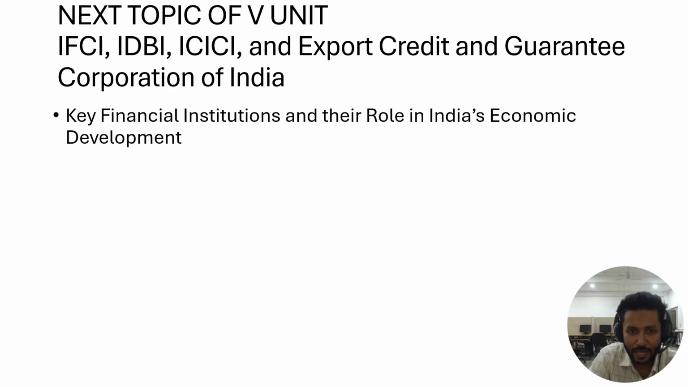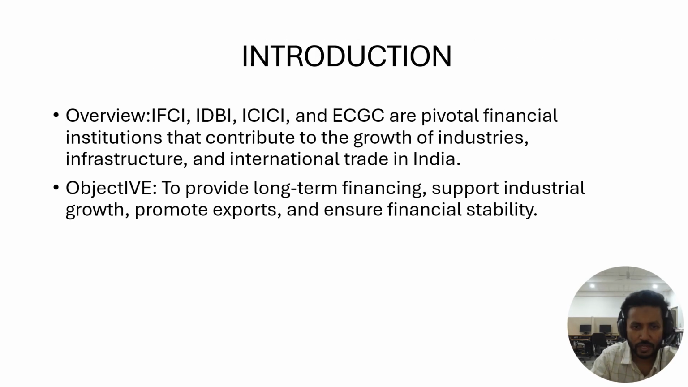some banks, that is IFCI, IDBI, ICICI, and Export Credit and Guarantee Corporation of India, in which you read about key financial institutions and their roles in India's economic development. Introduction. Overview. IFCI, IDBI, ICICI, and ECGC are pivotal financial institutions that contribute to the growth of industries, infrastructure, and international trade in India. What is their objective? Their objective is to provide long-term financing support for industrial growth, promote exports, and ensure financial stability.